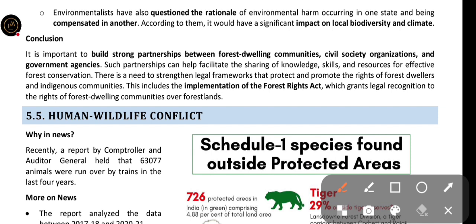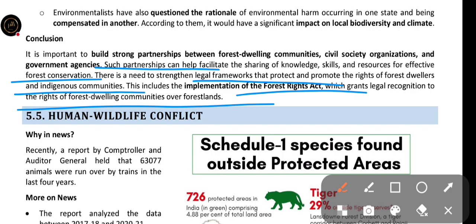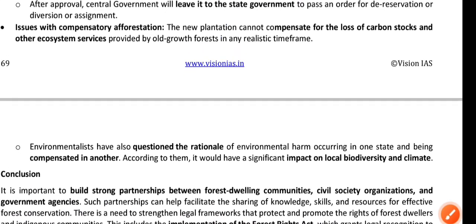Such partnerships can help facilitate the sharing of knowledge, skills and resources for effective forest conservation. There is a need to strengthen legal frameworks that protect and promote the rights of forest dwellers and indigenous communities. This includes the implementation of the Forest Rights Act, which grants legal recognition to the rights of forest dwelling communities over forest lands. So you should remember this.